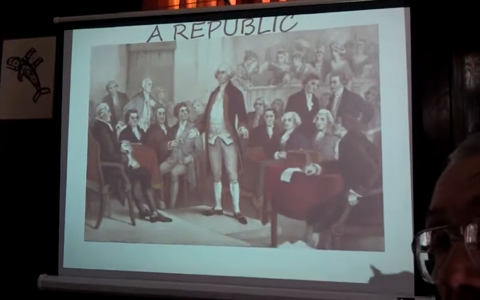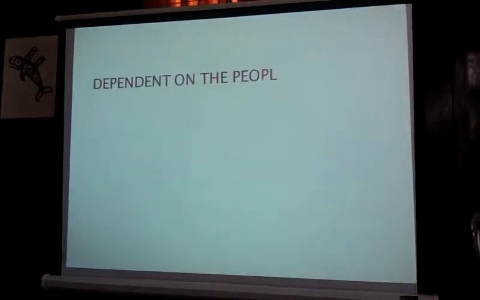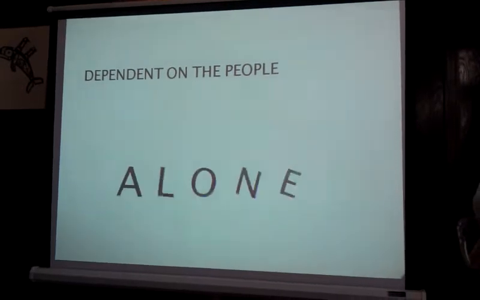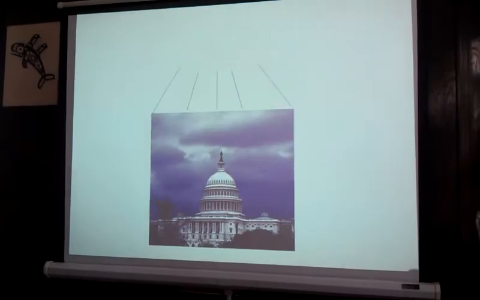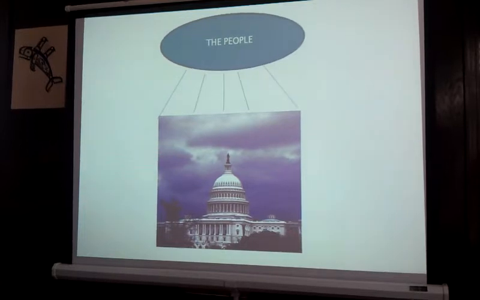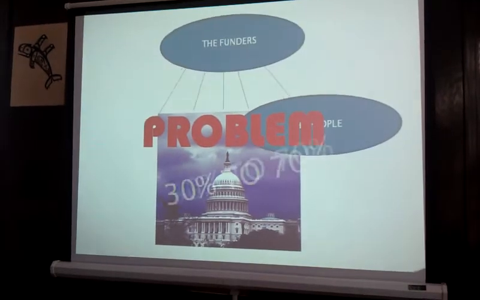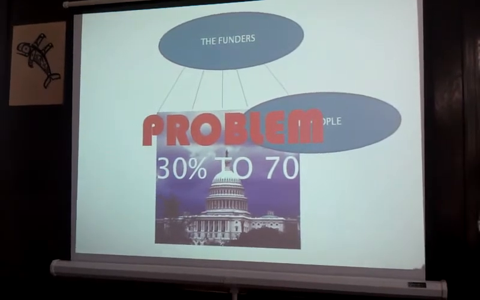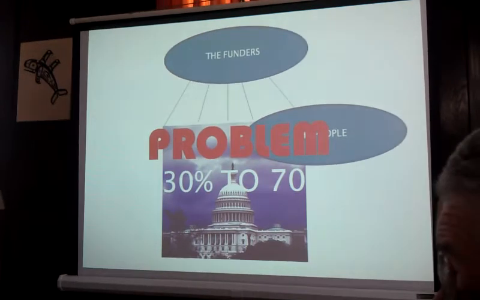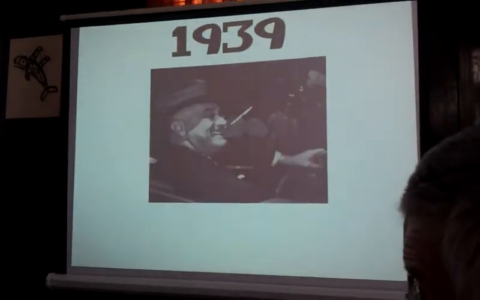Our founding fathers envisioned a republic, a representative democracy, dependent on the people alone, as the Federalists even put it. Washington was supposed to be dependent on the people, or you can replace Concord there. But the problem is that they're dependent on the funders because they want to get reelected. They spend 30 to 70% of their time in Congress on getting reelected. That's a big problem. The funders are not the people.